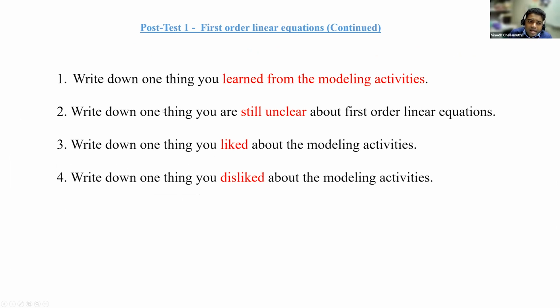I told them, okay, write down one thing you learned from the modeling activities, and write down one thing you're still unclear about in first order equations, because I need to know what they are unclear about so that I can address that in the next class or in the upcoming classes. And I also would like to know what they liked about the modeling activities and what they disliked about the modeling activities. So here are the responses.